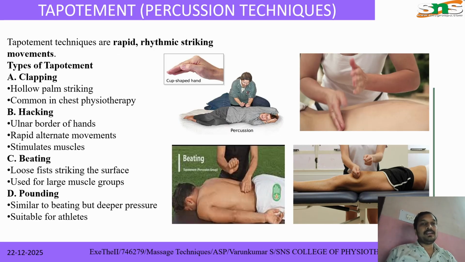Then the tapotement or percussion technique. Tapotement techniques are rapid rhythmic striking movements. The types are: clapping, by making the palm hollow and striking the patient's skin, commonly used for chest physiotherapy. Hacking, using the ulnar borders of the hand in rapid alternate movement, stimulates the muscle. Beating, with a loose fist striking the surface, is used for large muscle groups. Then pounding, similar to beating but with deeper pressure, suitable for athletes.